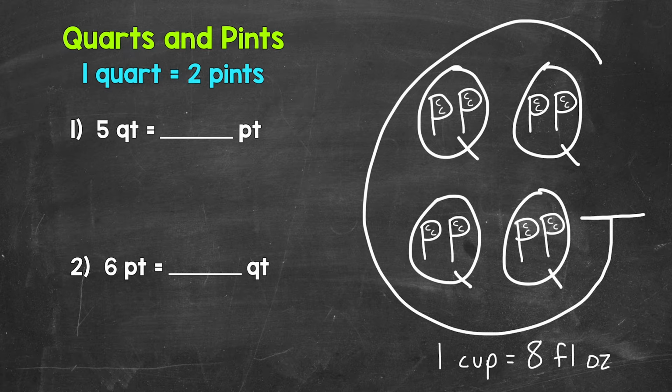In this video, I'm going to cover how many pints are in a quart, and then how to convert quarts to pints and pints to quarts. To start, there are 2 pints in a quart. In other words, 1 quart equals 2 pints.